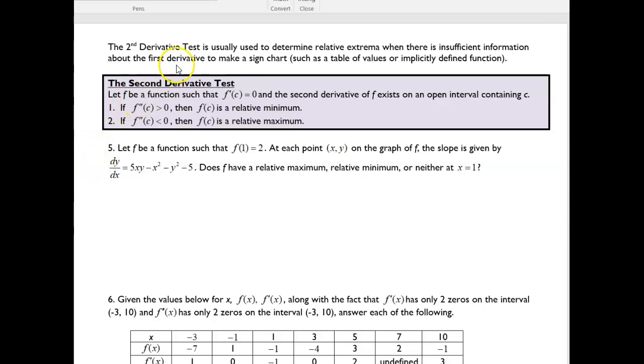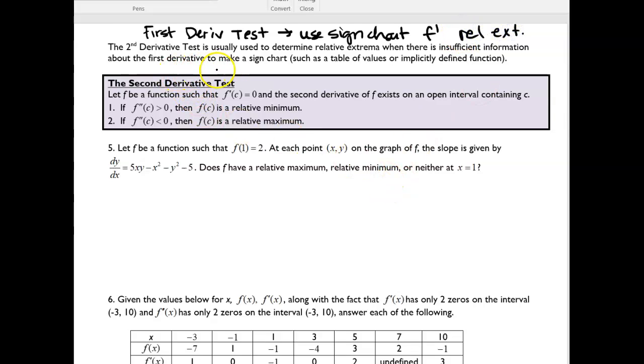The last thing we'll talk about is the second derivative test. So actually, you may remember the first derivative test. I don't know if you remember the name explicitly, but that's where you use the sign chart of the first derivative to determine relative extrema.